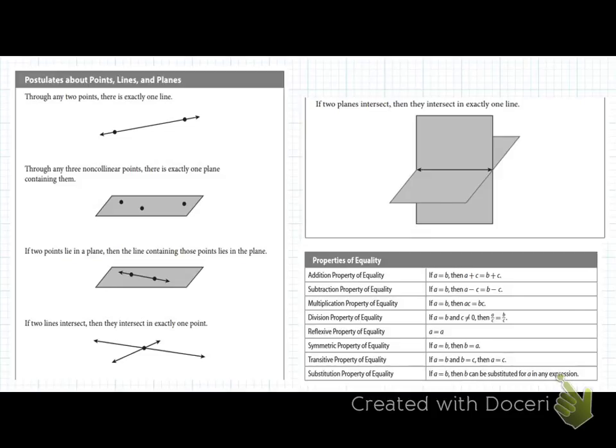Next, if 2 points lie in a plane, then the line containing those points lie in the plane. Okay? If 2 points lie in a plane, then the line containing those points lie in the plane. So let's think about a line. You see this line right here? Can you all see these 2 points right here on the line? Yeah. Cool.